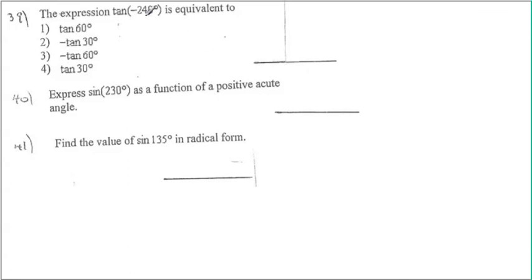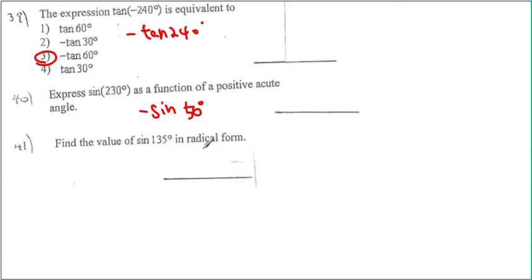Now tangent of negative 240, then the negative can come out. Once again, that's equal to negative tangent of 240. But 240 degrees is in the third quadrant. Therefore, tangent itself is positive, keeping the negative sign as it is, with the reference angle of 60. Choice 3. Sine of 230 is in the third quadrant, so therefore it becomes negative sine. And then the reference angle from 230 to the x-axis would have been 50 degrees, so that becomes our answer.